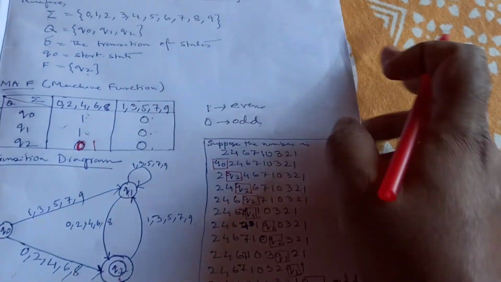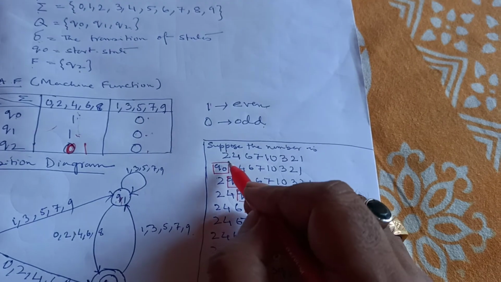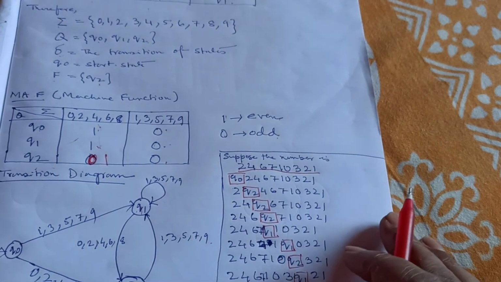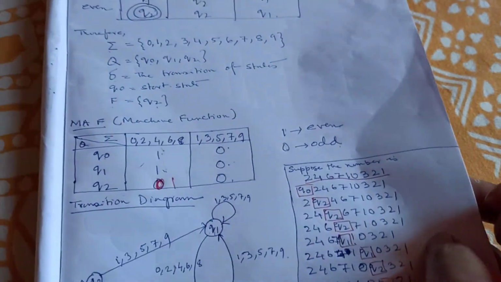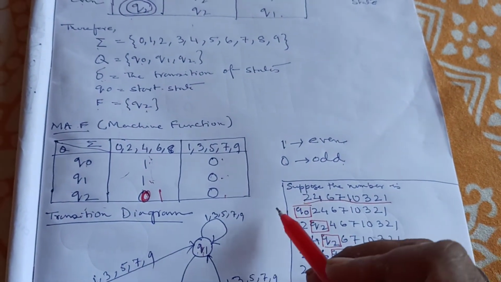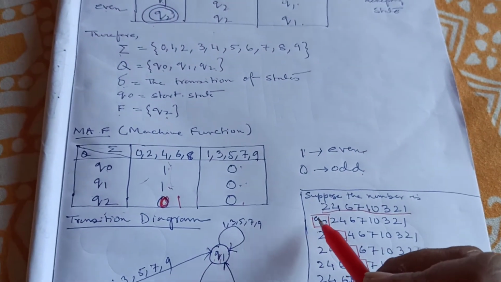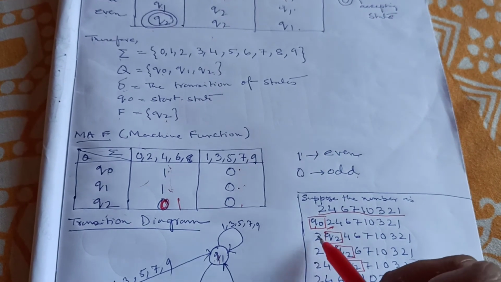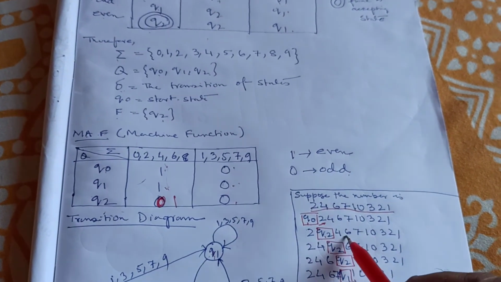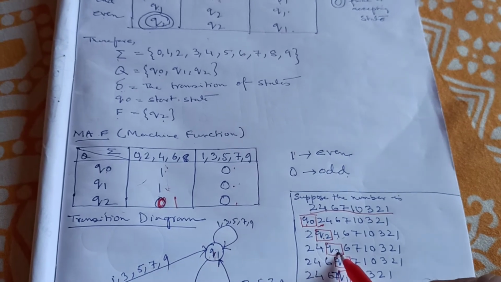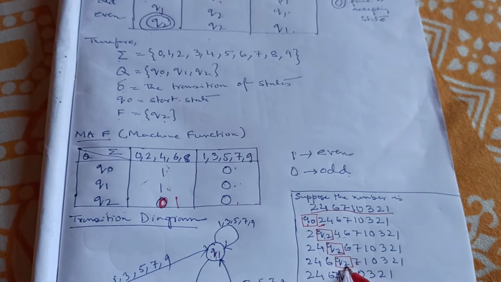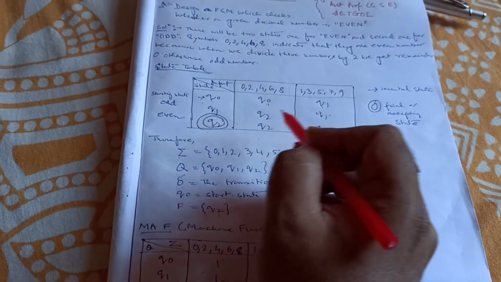Next we will check whether a given number, here we have taken the number 246710321, is an even number or odd number. According to the transition diagram, from Q0, it gets 2 as the next input, so it should move to Q2. The next input is 4, so it should move to Q2. The next input is 6, so it should stay in Q2 according to the state table or transition diagram.